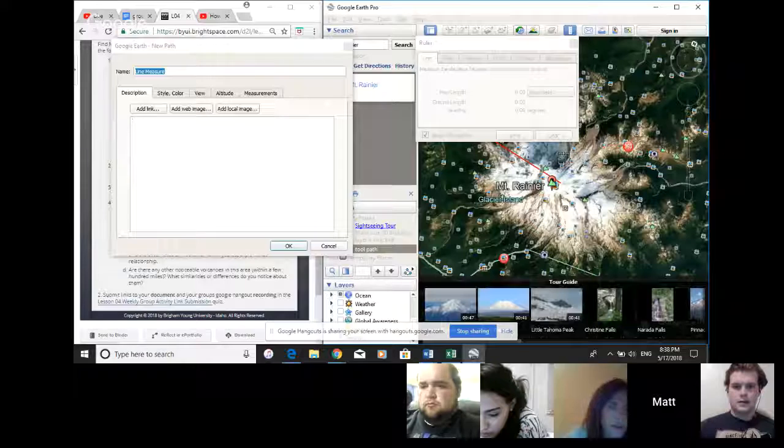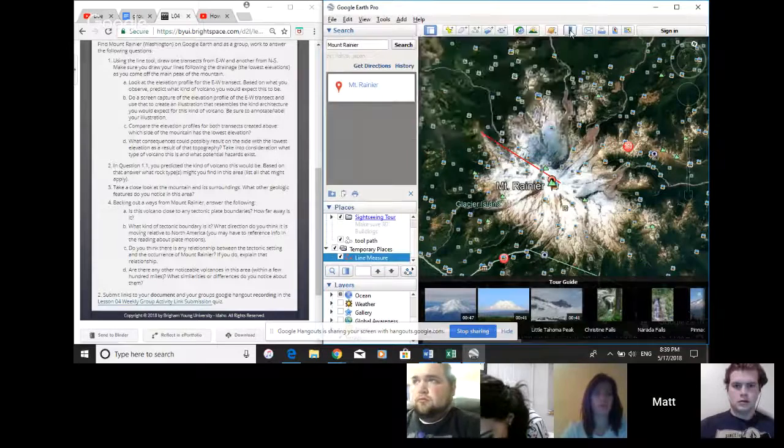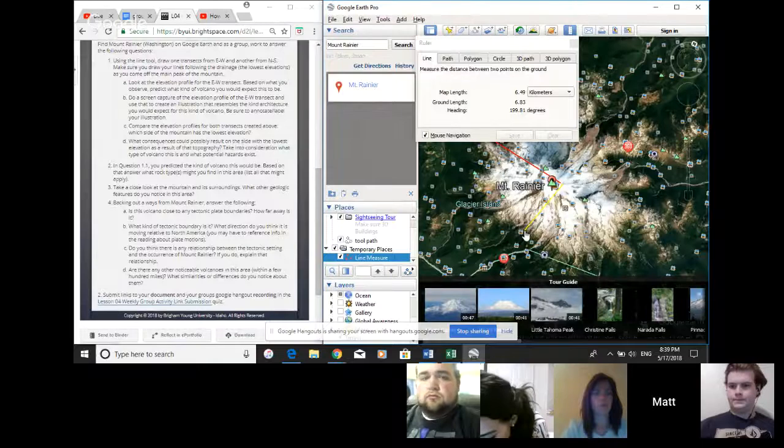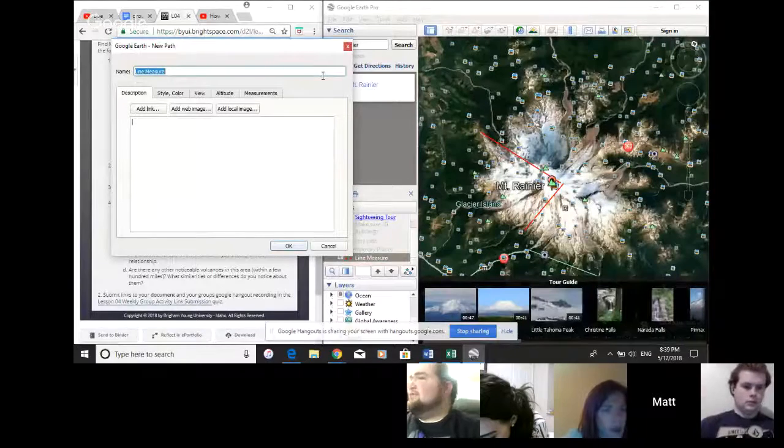Let me look up what a transect is really fast, because maybe that'll give us a little more of an indicator of what we're supposed to be looking for. A transect is a path along which one counts and records occurrences of the species of study.